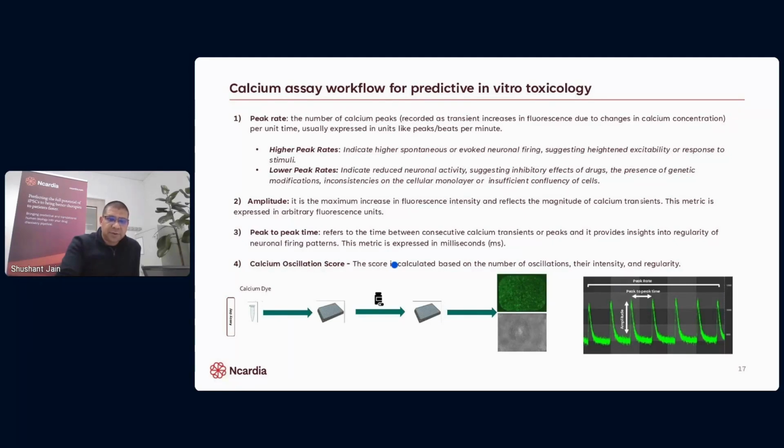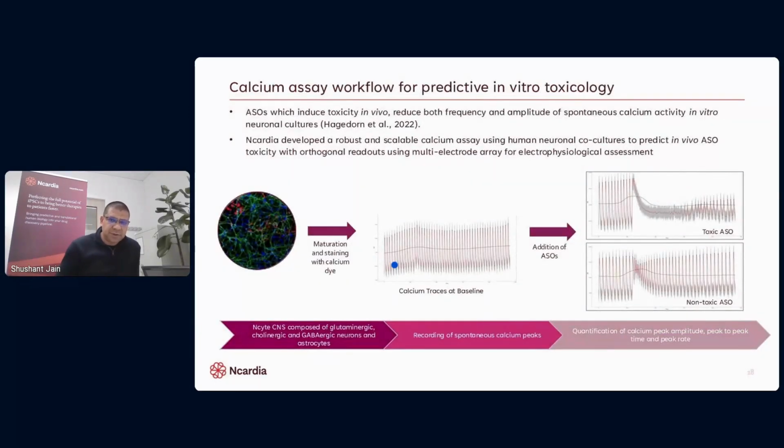Ultimately, what this allows us to do is begin to screen for potential toxicities associated with your molecules. The example I'm using here is from ASOs. In a paper by Hagedorn et al., they tried to correlate in vitro results using primary rodent neurons. They treated them with ASOs, and they correlated the effect on spontaneous calcium activity with the potential neural toxicity phenotype that they had observed in vivo. What they saw was quite a remarkable correlation: if the ASO was toxic in the animal, it caused significant disruption of this spontaneous calcium activity.